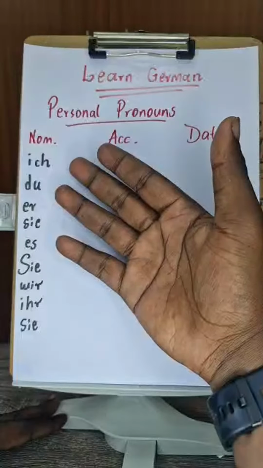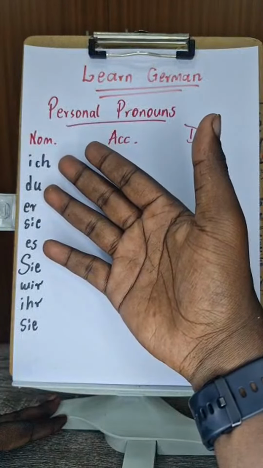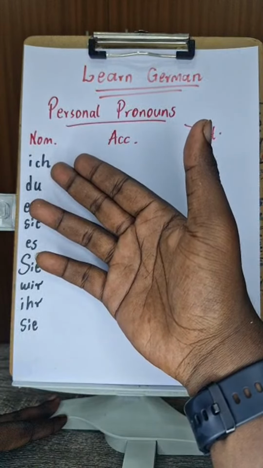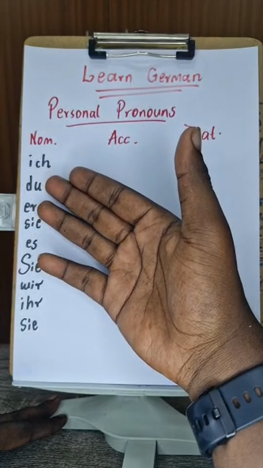Right. So as I mentioned at the beginning, for the personal pronouns, remember there's ich, which is I, and then the du in the you form, right?